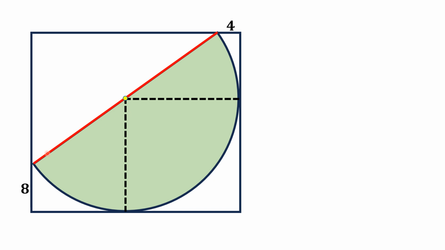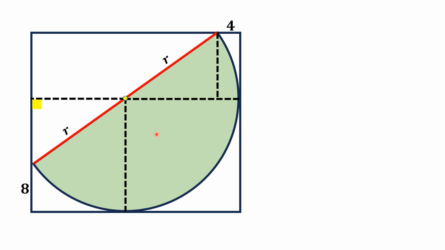Now since this red line is the diameter of this semicircle and this point is the center, both these lengths are equal to the radius of this semicircle, and let's call it lowercase r. Now we extend this line towards this line, and since this is a rectangle, this angle at this point is 90 degrees. This angle is also 90 degrees.